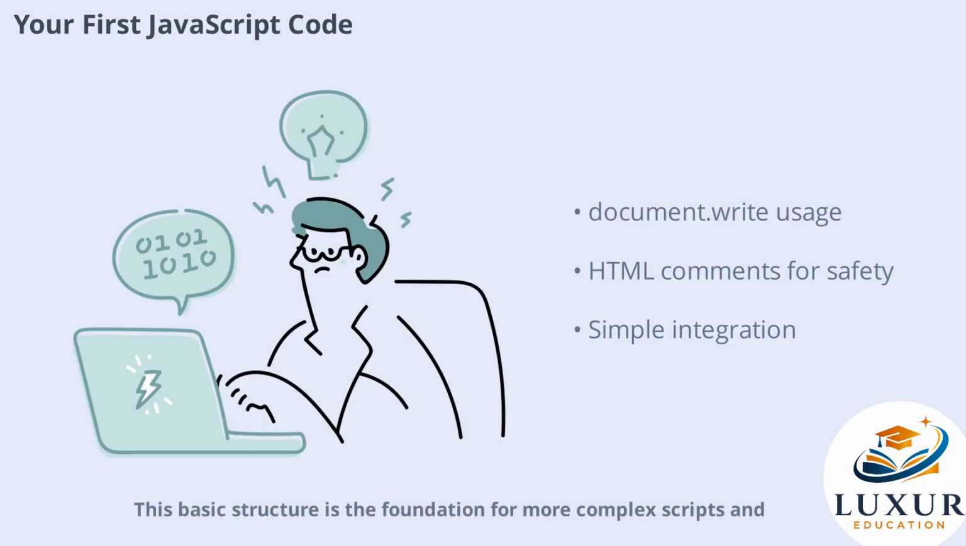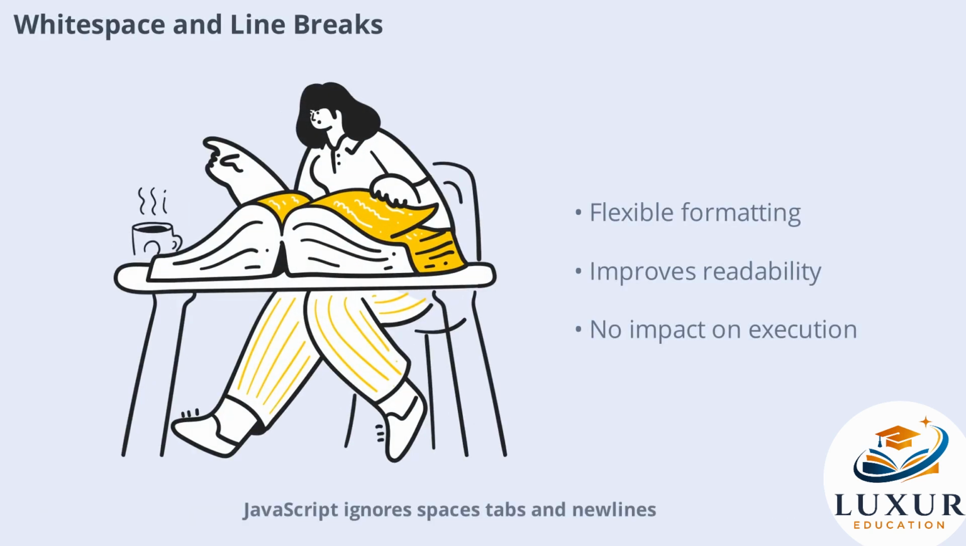This basic structure is the foundation for more complex scripts and demonstrates how easily JavaScript integrates with HTML to produce dynamic content. JavaScript ignores spaces, tabs, and newlines, allowing you to format and indent your code for readability. This flexibility makes it easier to write clean, organized scripts. Proper formatting not only helps you understand your own code but also makes it easier for others to collaborate or review your work. Don't hesitate to use whitespace to keep your code neat and maintainable.